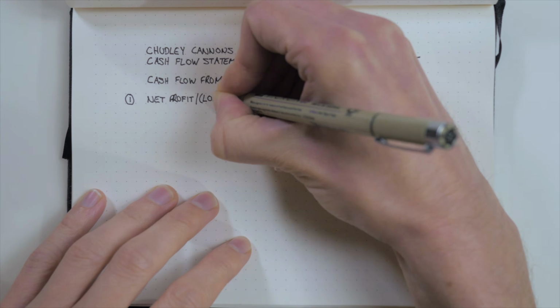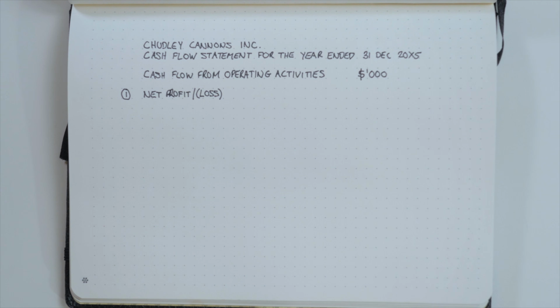First of all, we need the business's net profit or loss, which we can find in the income statement. This method relies on starting off with net profit and adjusting it for non-cash transactions again and again until we're left with only net cash inflow or outflow.